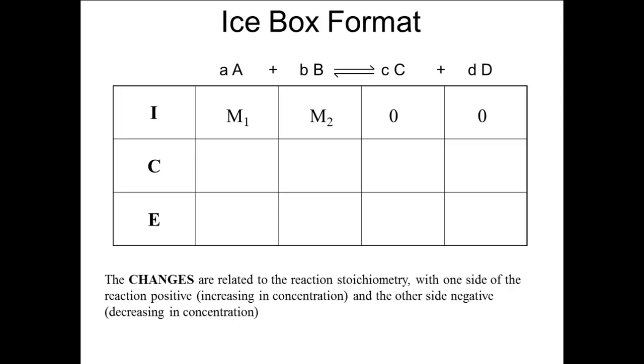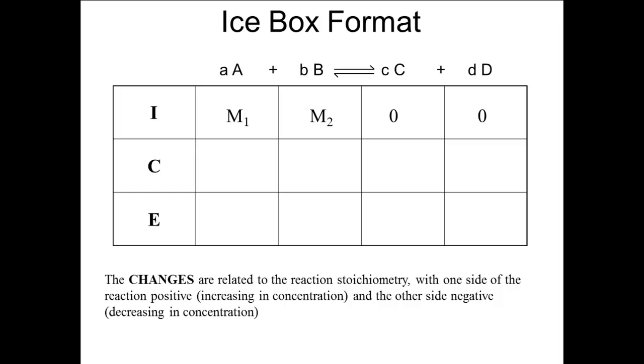The changes are related to reaction stoichiometry, with one side positive, that is, increasing in concentration, and the other side negative, decreasing in concentration. These are determined by the stoichiometry of the reaction, that is, the coefficients of the balanced equation, and whether the substance is a reactant or product. Since we don't have any of C or D, we must make some to reach equilibrium. Remember that at equilibrium, there is some of each reactant and each product present.